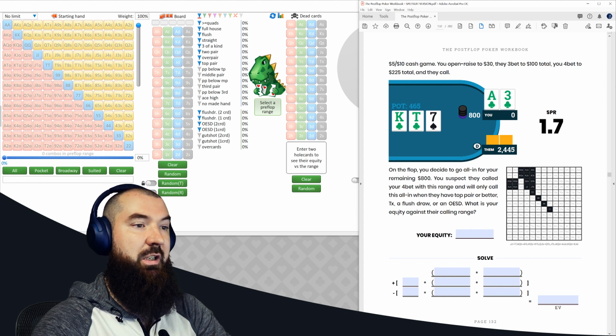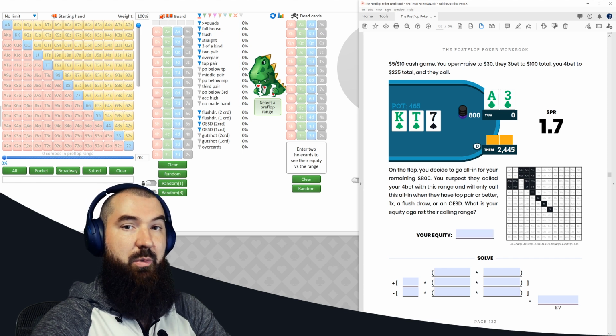And then the question is, what is your equity against their calling range? So that's what we're going to start with. And then we're going to do the advanced EV equation down below.